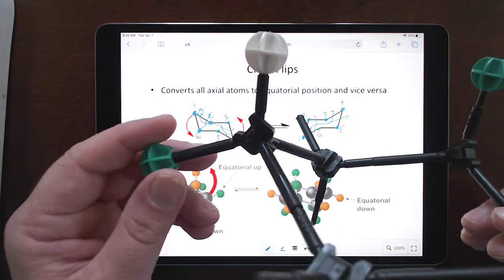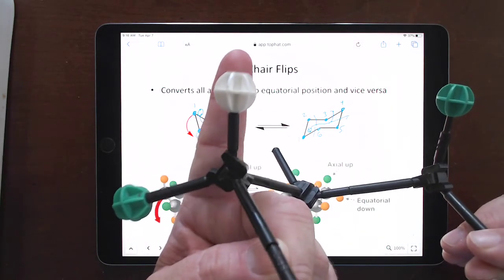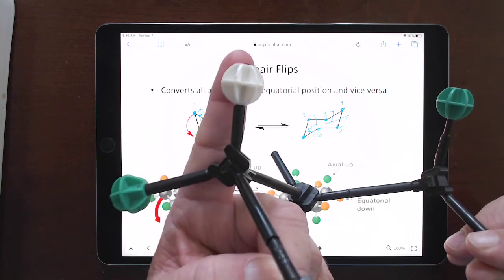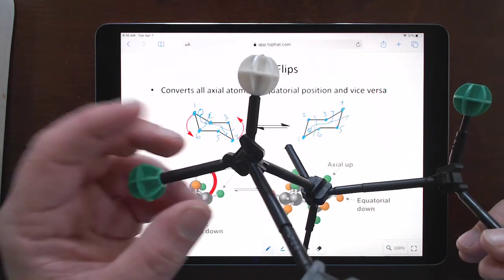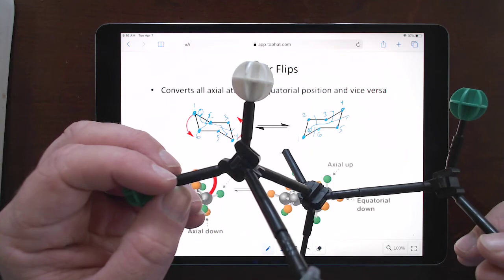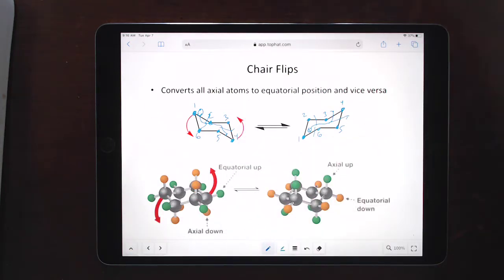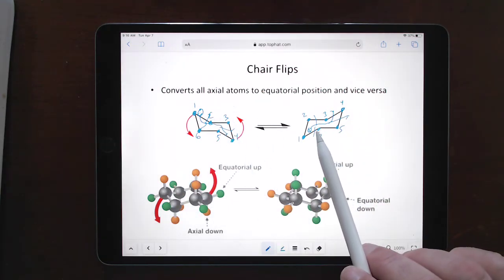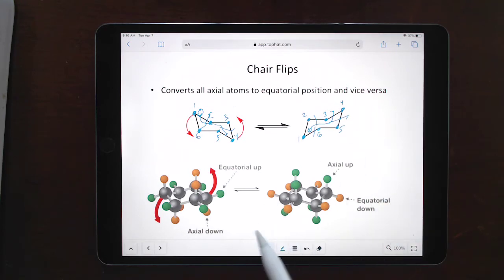Notice what happens. Now the carbon-carbon bonds are pointed up. So that means this white one, what used to be the equatorial, is now the axial, and the green one is now equatorial. That happens to all of these. During a chair flip, all the atoms that were axial are now equatorial. All the atoms that were equatorial are now axial. So it flips.